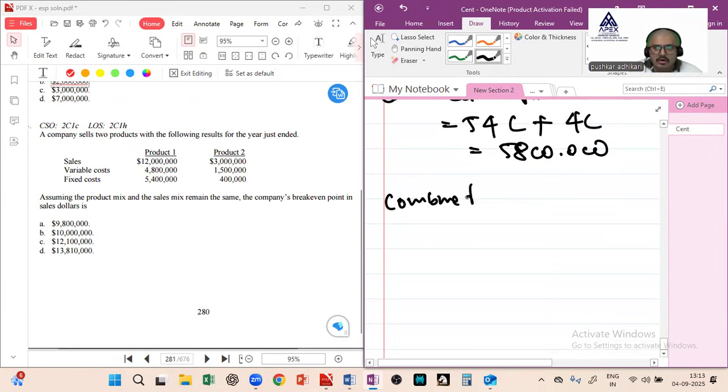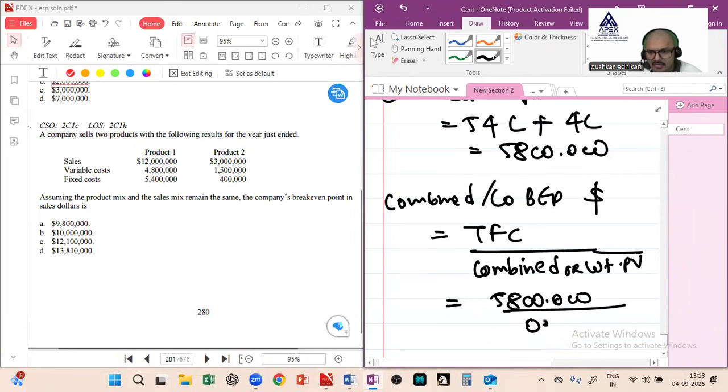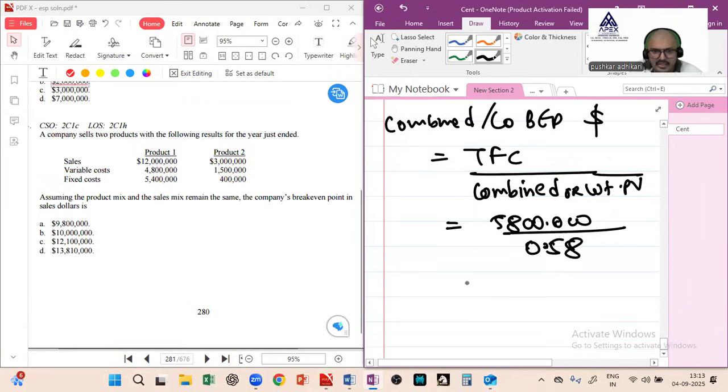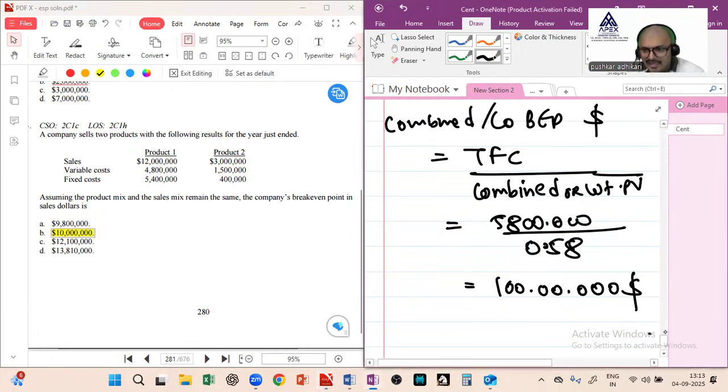Combined or company break even point in dollar terms is total fixed cost upon combined or weighted PV. So this is equal to 58 lakhs divided by 0.58, and the answer is 1 crore or $10 million. Please try to understand, that's your answer. But sir, then what is the mistake? So this is the right answer.